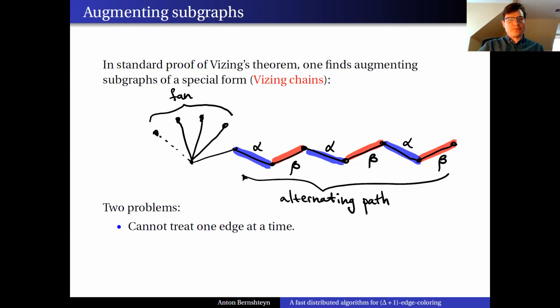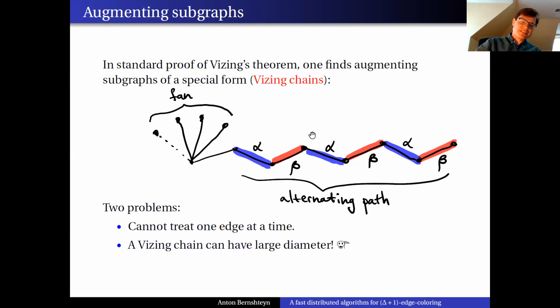Yes, so we need somehow to build these augmenting subgraphs at a time that don't interact with each other. But secondly, there is a much worse problem: this Vizing chain can have large diameter. This alternating path can be long, in principle linear in the number of vertices in the graph, which means that this poor uncolored edge that wants to be colored, it's trying to prove Vizing's theorem for itself. It finds this fan, but it cannot actually complete the alternating path. It cannot tell the edges at the other end of the path to change their color somehow, because the path is so long. So in a small number of rounds, we cannot even discover this entire path. So this is the non-locality of Vizing's theorem somehow.